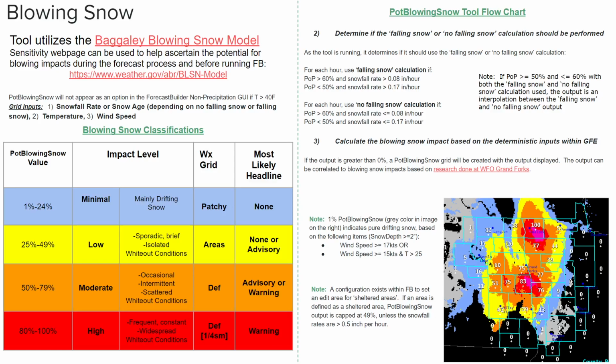A potential blowing snow value of 1% indicates pure drifting snow, and that's based on one of the following items when our snow depth is greater than or equal to 2 inches: a wind speed greater than 17 knots, or, if we're a little bit warmer, we drop that threshold down to 15 knots. That's to capture snow that's going to drift onto the road, since near freezing it has a higher potential to melt and then refreeze. There's a configurable option to make sheltered areas, which caps blowing snow at 49% or patchy areas, and that's for areas that have lots of trees.